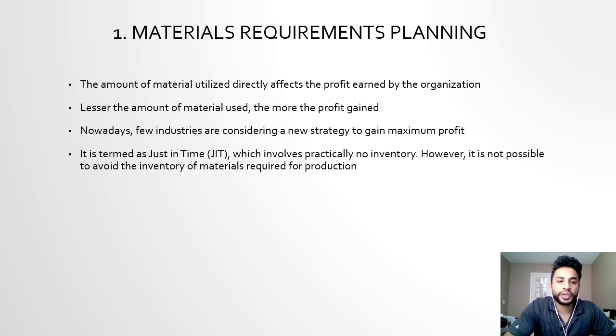The amount of material utilized directly affects the profit earned by the organization. The lesser the amount of material used, the better. Basically, they're doing a lot of just-in-time inventory, which means you only order when you need it and it comes exactly on time. You use it and send it out, not storing too much inventory. We talked about this before, where there's automated purchasing, right?